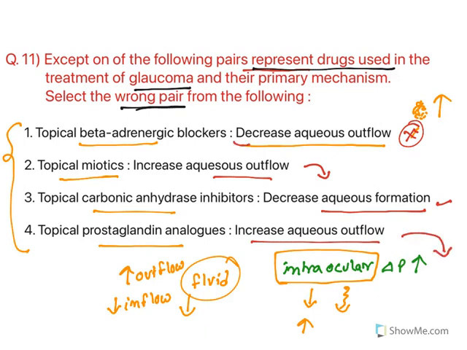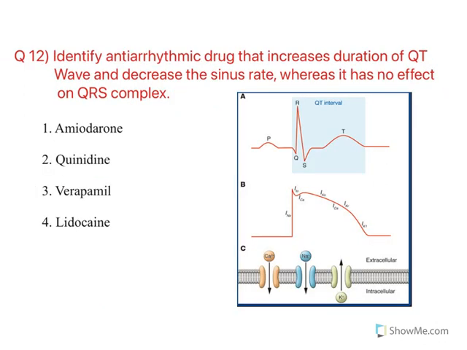Now look at this. You need simple presence of mind to answer this question. If you are decreasing aqueous outflow, what are you doing? You are increasing the fluid presence inside the eye and you are worsening the condition. So this is the answer. So even though you don't know exactly the mechanism of action, by simply thinking about the condition glaucoma, you can answer this question. Moving further.